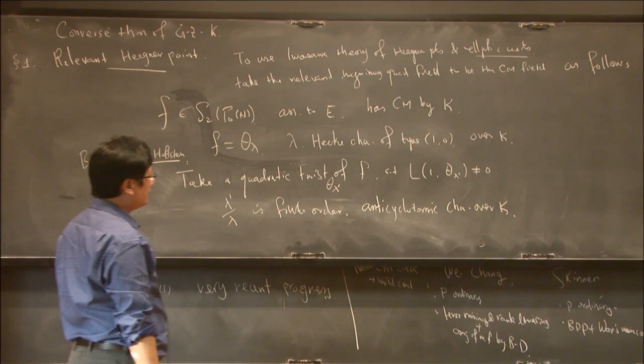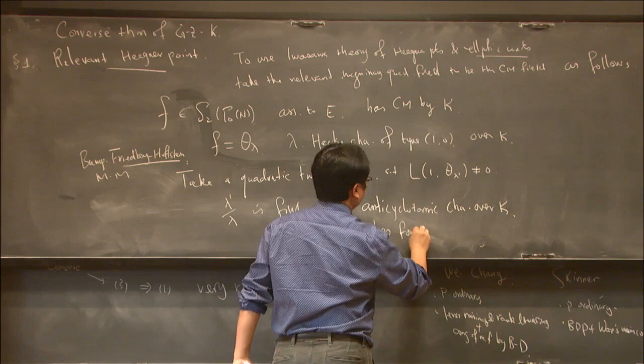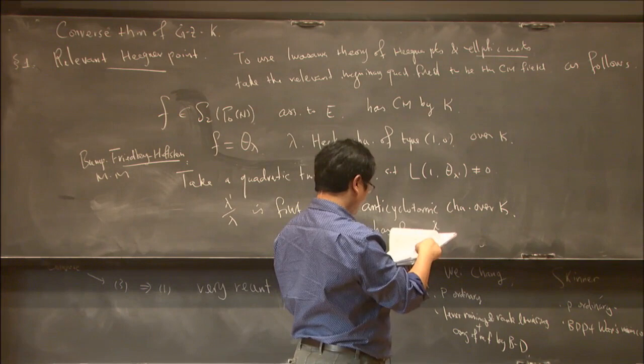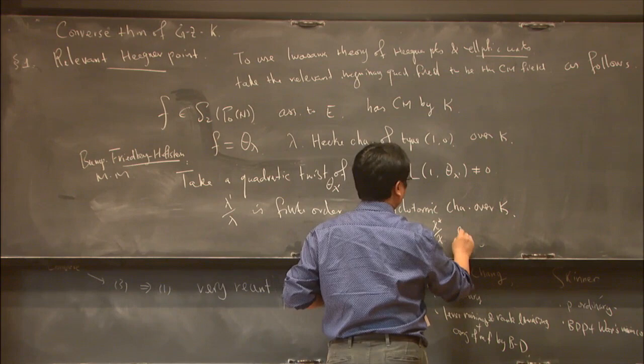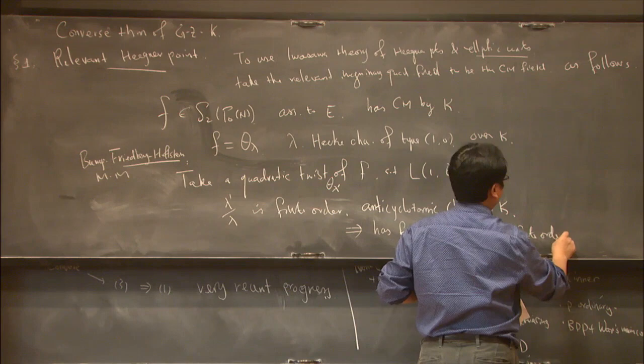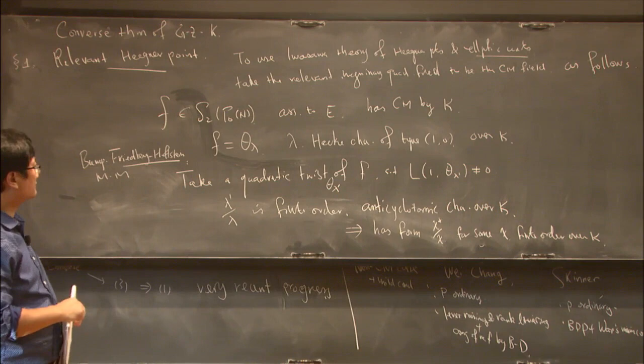And then you can write it in this form. Then we can say chi star over chi, for some chi of finite order over K. Is that lambda prime by lambda dash one or two? No.